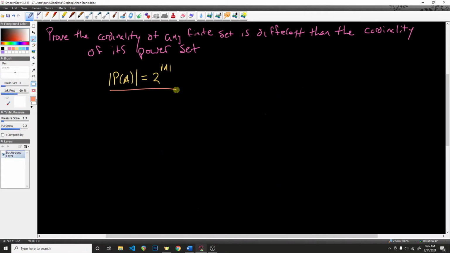So we know that this is true, but what we want to prove is that the cardinality of any finite set is different than the cardinality of its power set. And we can prove that it is different if we can prove that 2 to the cardinality of A is greater than the cardinality of A. Because if this side is greater than this side, then this side can't be equal to that side.